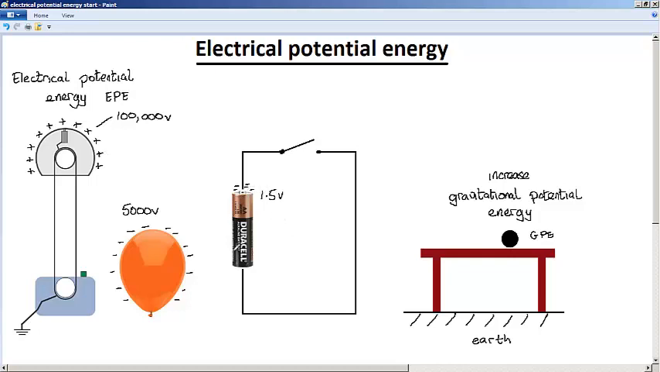Now, a cell or a battery may have a lower electrical potential, but there are far more charges and they are able to produce much larger currents.